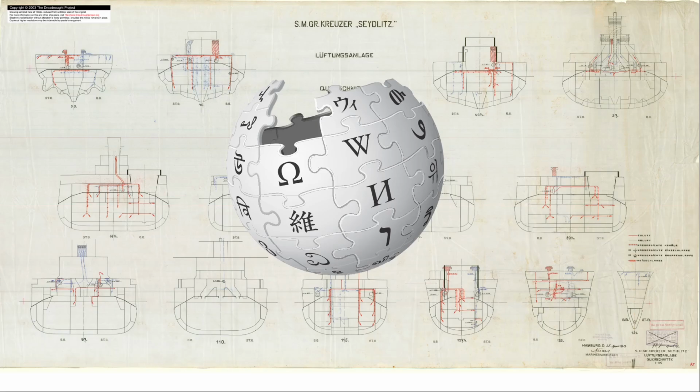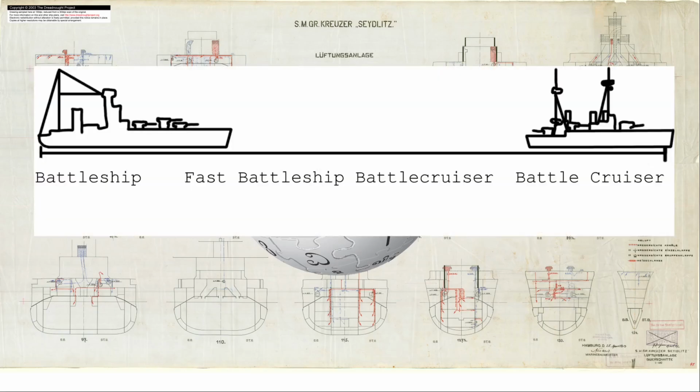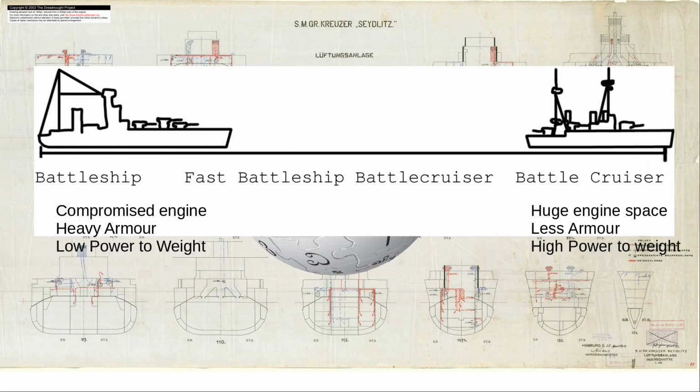My idea was that, well, if battleships have all these internal subdivisions and internal protections, surely they are somehow compromising their engine efficiency, at least compared to battle cruisers with their huge machinery spaces. So surely battleships have way lower power to weight ratio, both because of their compromised engine efficiency and also because they're carrying so much extra heavy armor, both internally and externally, compared to battle cruisers.